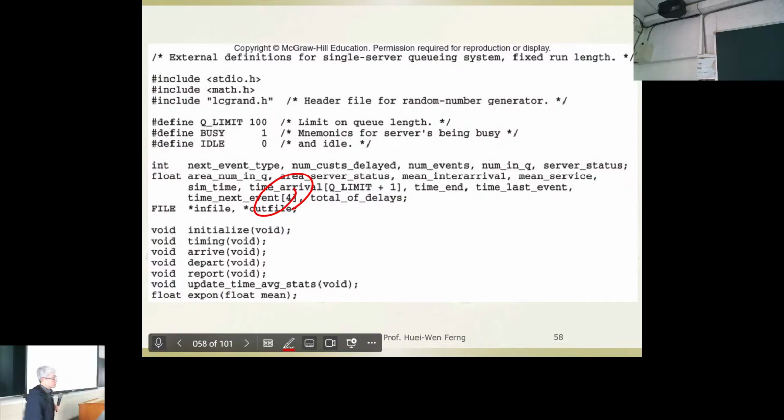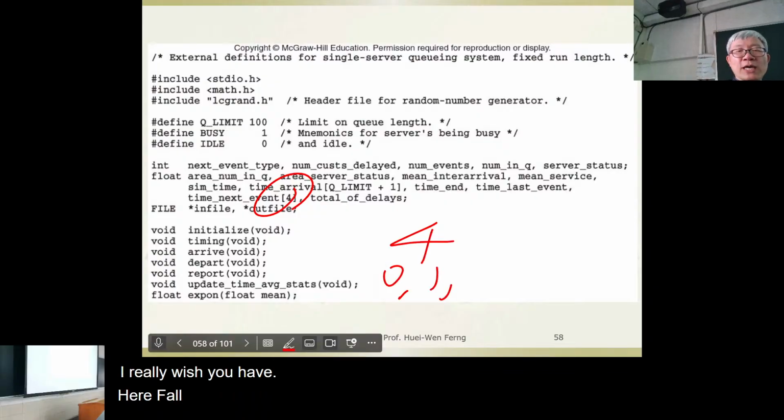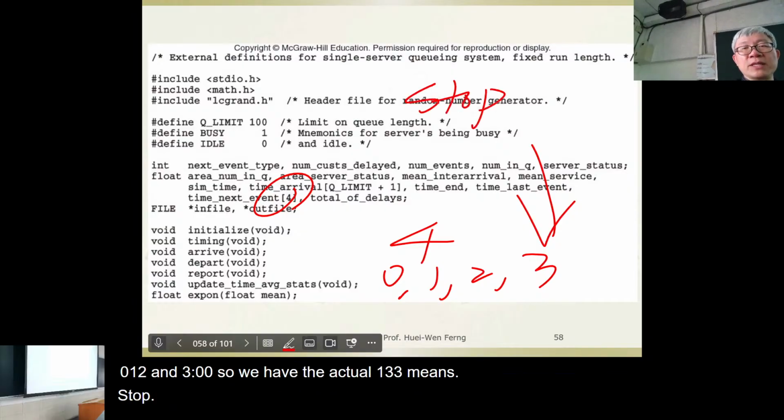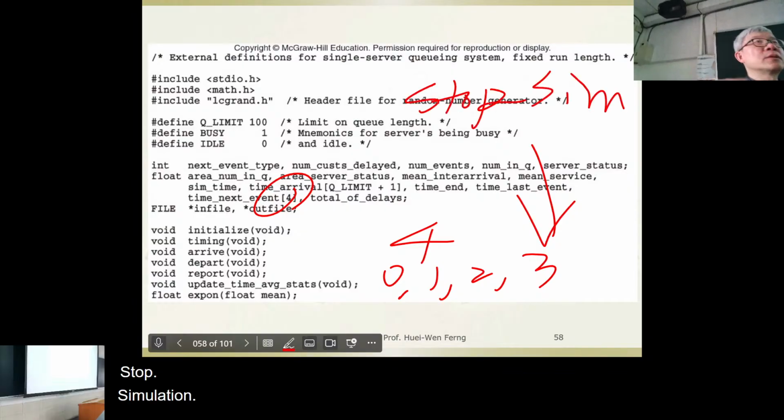Event. Originally, we should have here 4, meaning 0, 1, 2, and 3. So we have the actual 1, 3. 3 means stop simulation, the event to stop simulation.